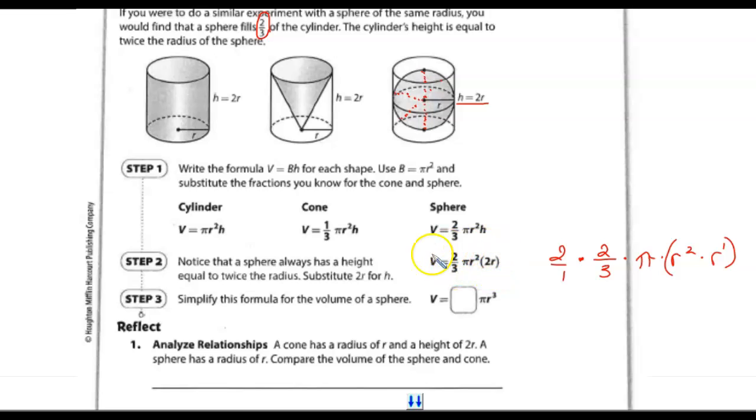Now, if I were to simplify this, I can move this 2 over here in the front so that I can get my numbers together and my radii together. So if I put a 1 under the 2, I can just multiply straight across. So I have 2 times 2, that is 4. 1 times 3 is 3. Times pi, I only have one of those. But then I have these r's. And remember, when I have the same base, I'm just adding my exponents. So 2 plus 1 would be r cubed. And that's where we get our formula, 4/3 pi r cubed.